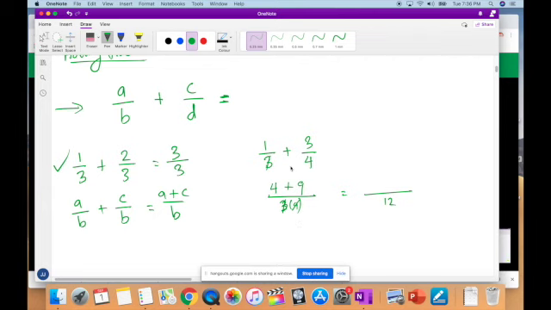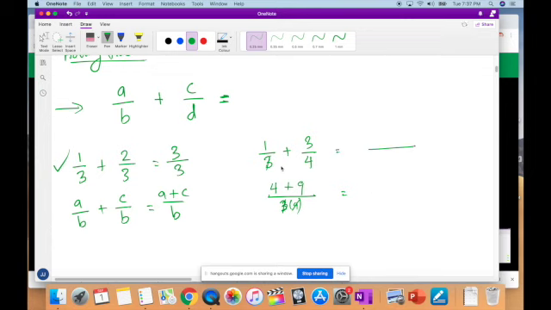Right. How do we generalize this though? What if I told you that there was an easier way? Check the easier way. And this will work for all fractions, right?